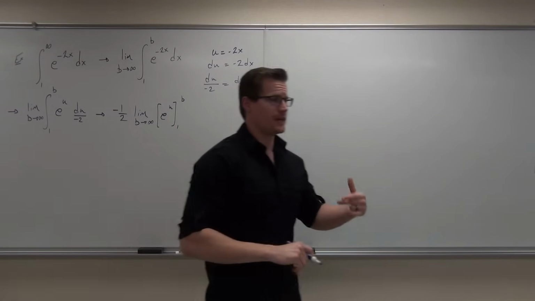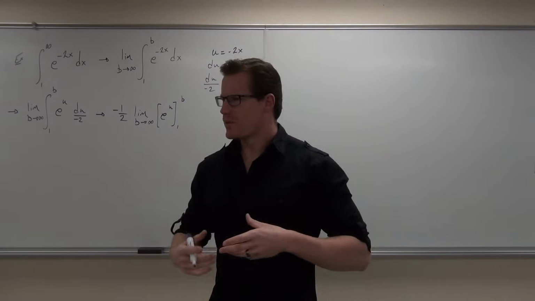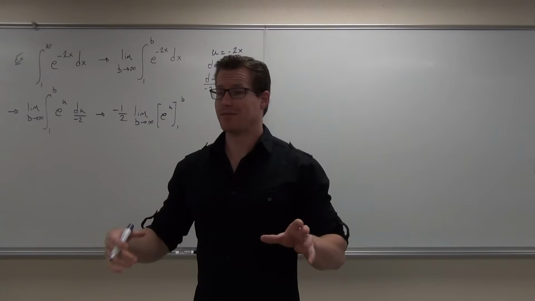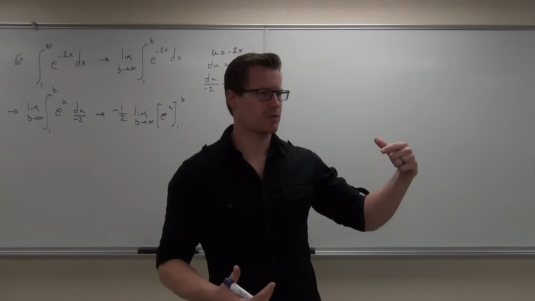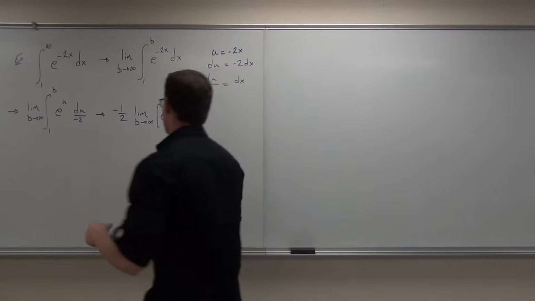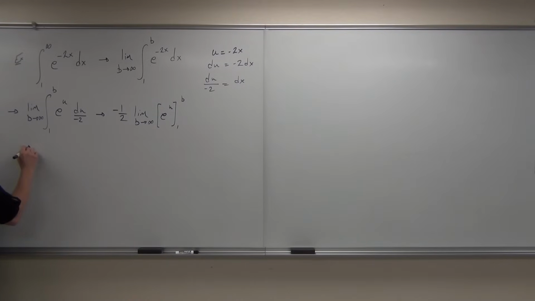Notice how if we pull out that negative 1/2, it makes what we're evaluating just a little bit easier. It's kind of nice. We don't even have to worry about that. It's just going to be negative 1/2 times the limit. Quick head nod if you're okay with that so far. Now we get to evaluate. So what we know is that we're going to have negative 1/2 times the limit as b approaches infinity.